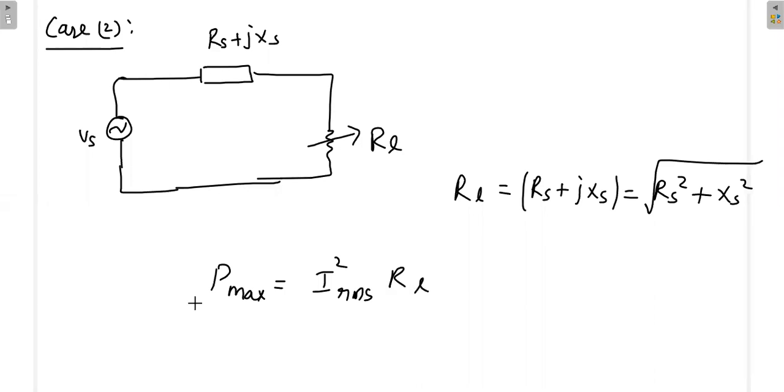Because you should know what is the current flowing in this loop, then you take the RMS value, then you square it and then multiply with RL. That is the maximum power. Okay, then what is the case 3?